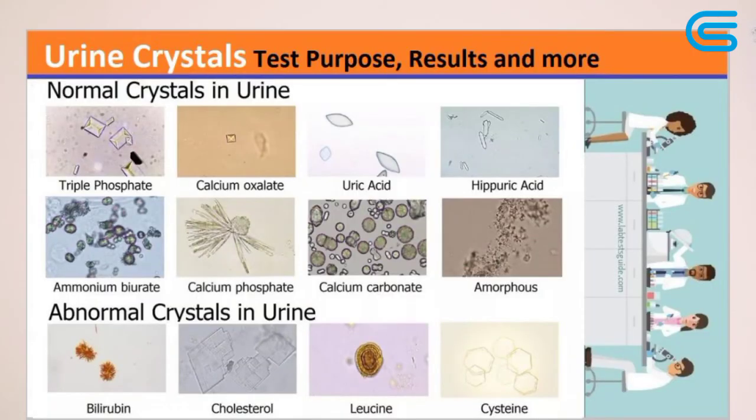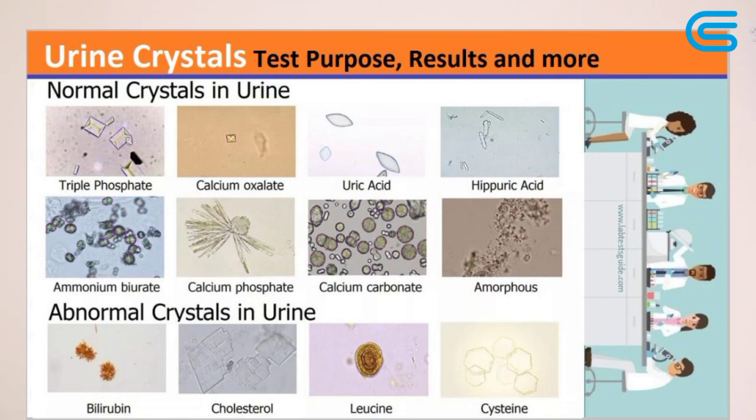We have different crystals in urine, and crystals are refractile structures with a definitive geometric shape due to orderly three to five dimensional arrangement. Some of the crystals in urine are normal crystals: calcium oxalate, triple phosphate, uric acid, amorphous phosphate, amorphous urate, ammonium urate. Abnormal crystals include cystine, cholesterol, bilirubin, tyrosine, sulfonamide, and leucine.